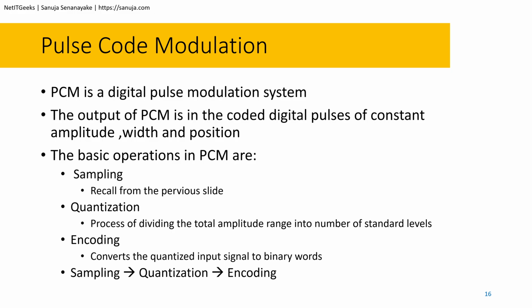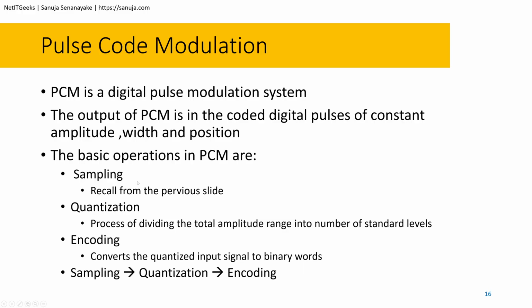Pulse code modulation, or PCM, is a digital pulse modulation system, and the output of the PCM is in coded digital pulses of constant amplitude, width, and position. The basic operations in PCM are sampling, quantization, and encoding. So basically we have sampling, which goes into quantization, which is then converted into encoding. Remember, I introduced these things in the very beginning of this lecture. This is where they become very important.